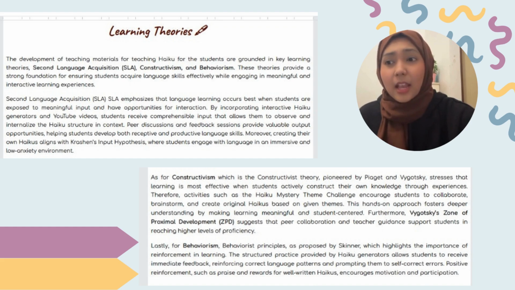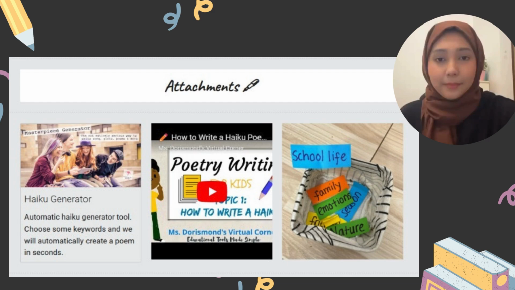reinforcement in learning. So the structured practice provided by haiku generators can allow students to receive immediate feedback, reinforcing correct language patterns, and also prompting them to self-correct errors. Positive reinforcement such as praise and rewards for well-written haikus also encourages motivation and participation among students.